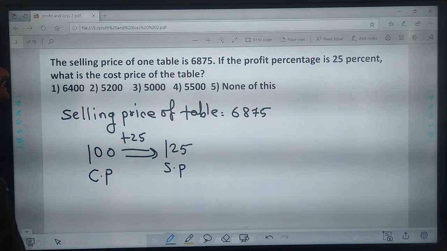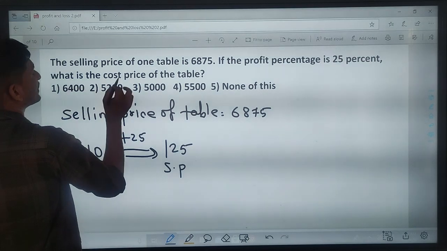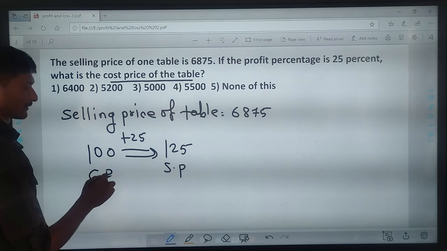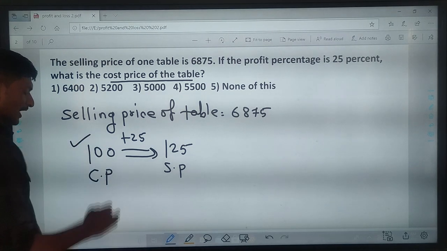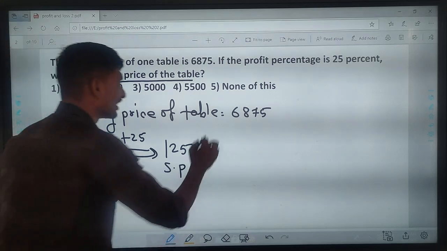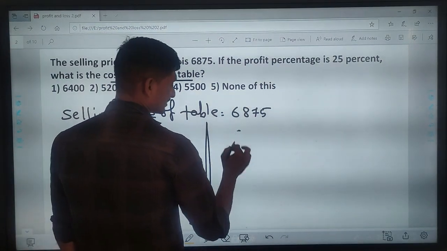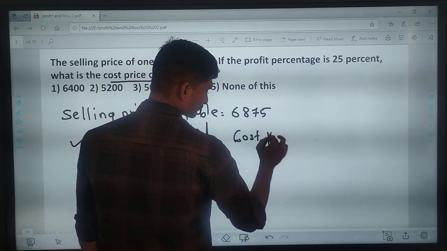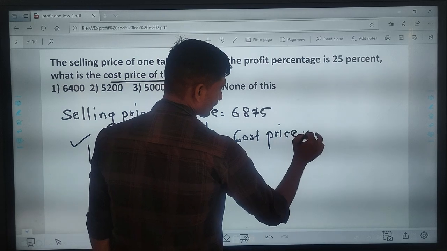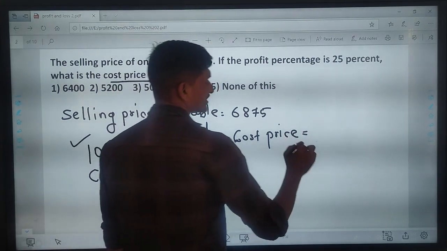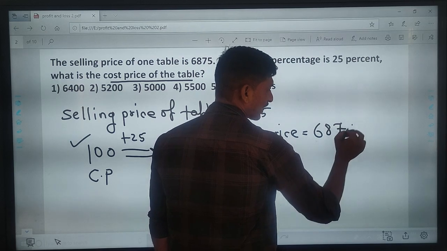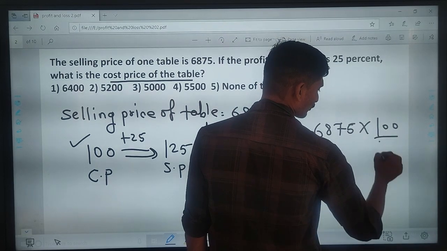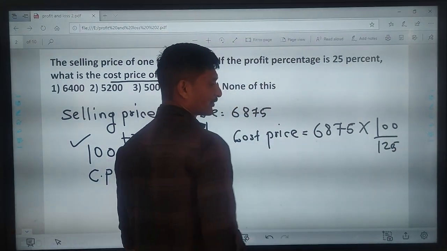Now we find the cost price of the table. 100 comes in the numerator. Here we write cost price is equal to 6,875 into 100 divided by 125.